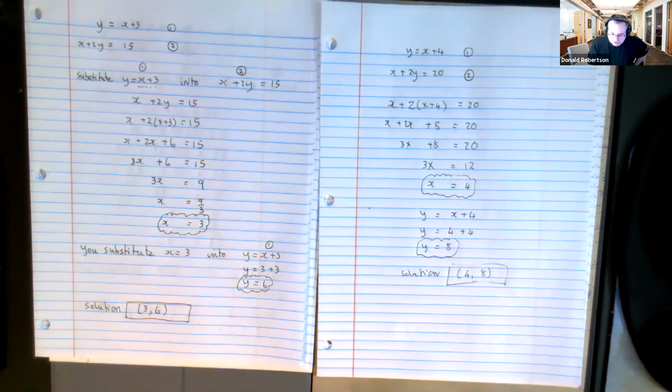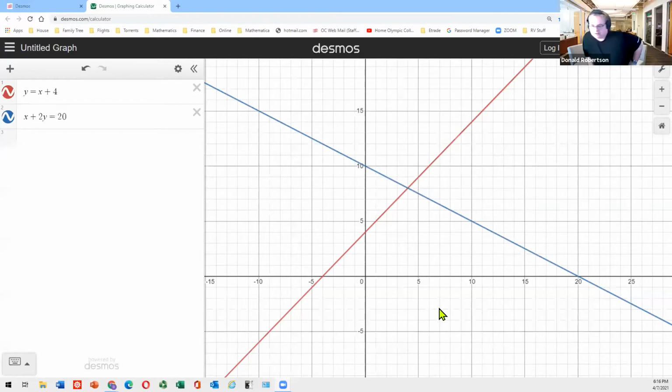Now, what I'm going to show you now is Desmos for a minute. There are the two lines. Y equals x plus 4 is the red one, and x plus 2y equals 20 is the blue one. And if I click on that, there we go. Perfect match. Isn't that nice? You can check really quickly.